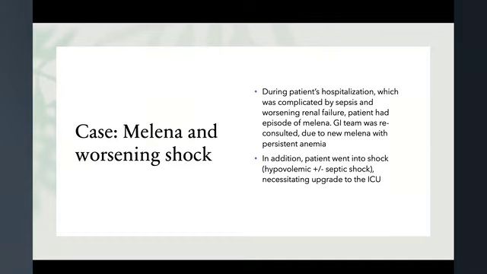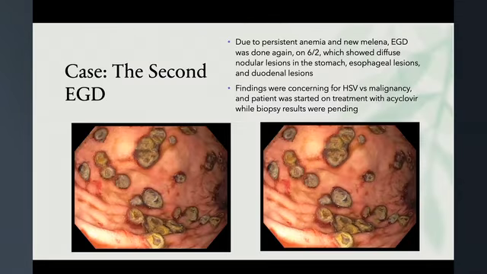The patient's hospitalization then was complicated by sepsis, worsening renal failure, and an episode of melena. Due to the new melena, the GI team was reconsulted. In addition, he went into shock, likely hypovolemic, with a component of sepsis, and was upgraded to the ICU for pressors. Due to his anemia and his new melena, the patient underwent another EGD on the 2nd of June, 2 weeks following his initial endoscopy.